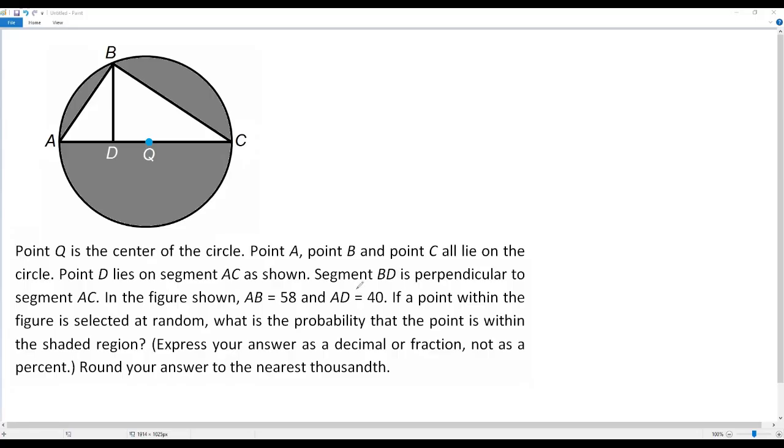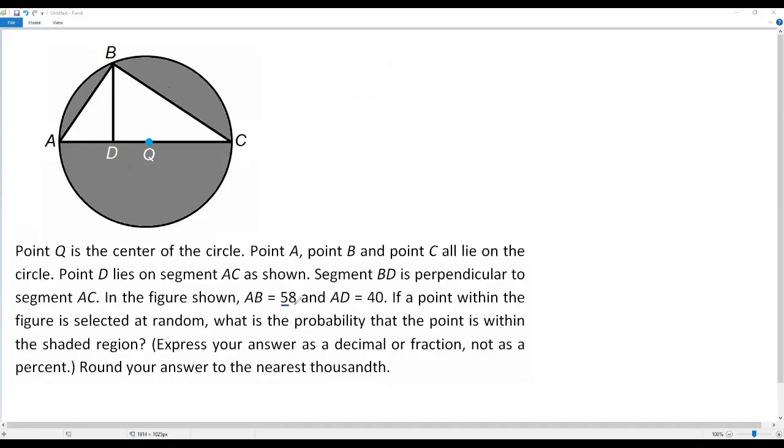Okay, we can get the area of the circle using the formula pi r squared. So we need the radius of the circle. Once we get the radius of the circle, we can get the area of the circle. Now, how do we get the area of the shaded region over here? For that, we have to find the area of the triangle we have over here. We have to subtract the area of the triangle from the area of the circle to get the area of the shaded region.